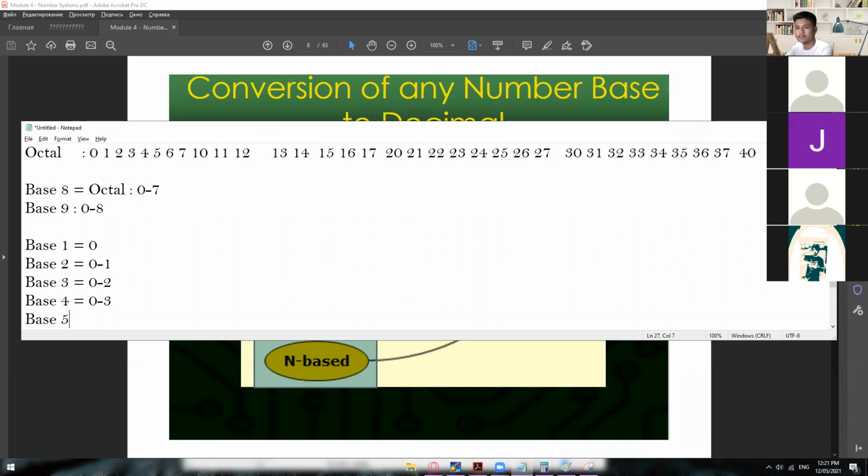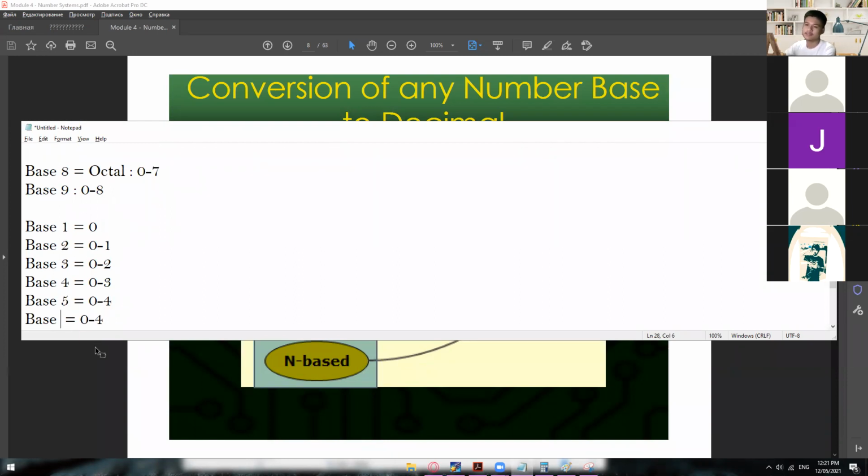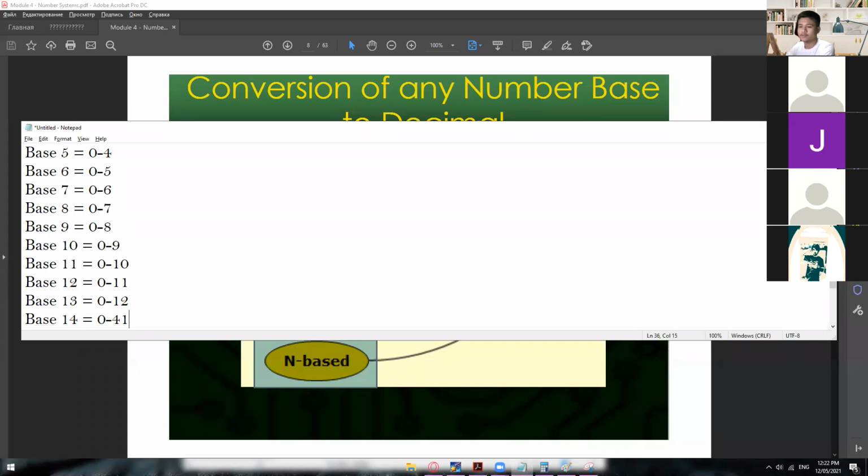And then base 5, so let me just copy this one. Okay, base 5 is 0 to 4. And base 6 is 0 to 5. And 7, 8, 9, 10, 11, 12, 13, 14, 15, 16. Okay, up to base 16. That's the maximum. So in here, it's ranging from 0 to 5. This one is 0 to 6. So just always one less than the base. 7, 8, 9, 10, 11, 12, 13, 14, 15. So 0 to 15. So there you go.